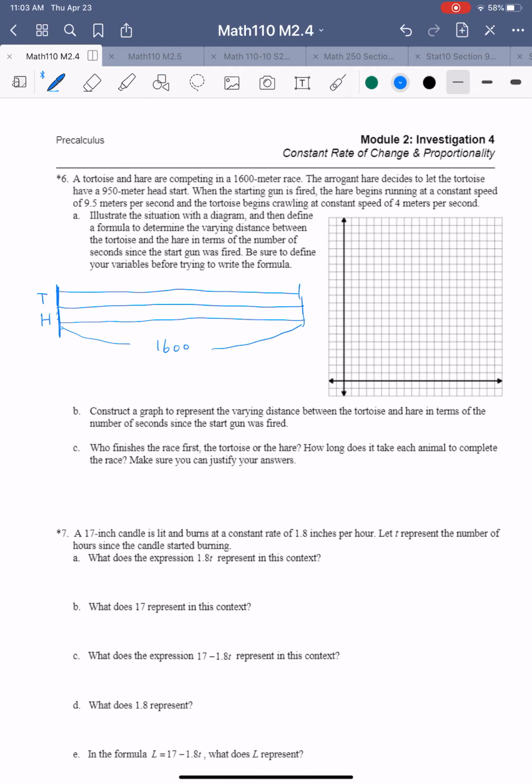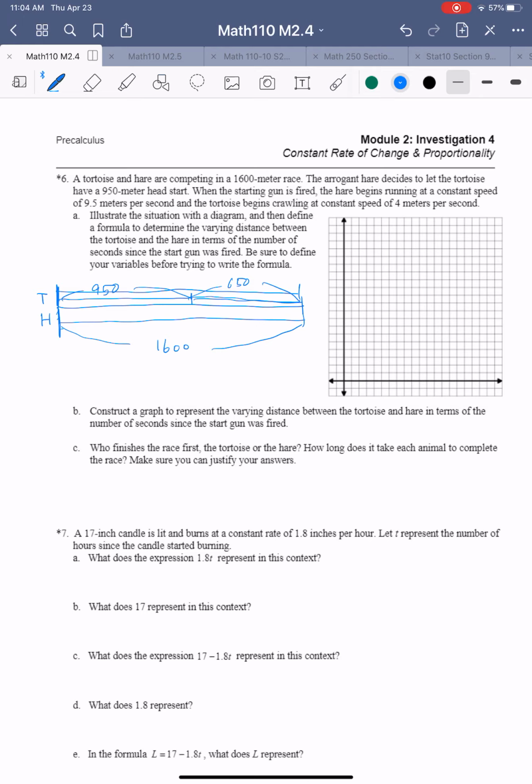But Taurus is slow, everybody knows, right? So the Hare said, oh, okay, Taurus, you can just start right now, and I'm not going to run until you get to 950. So Taurus has already gone 950, and then he only needs to run 650. So this is what Taurus has to run. And the Hare is going to run all the way through the 1600.